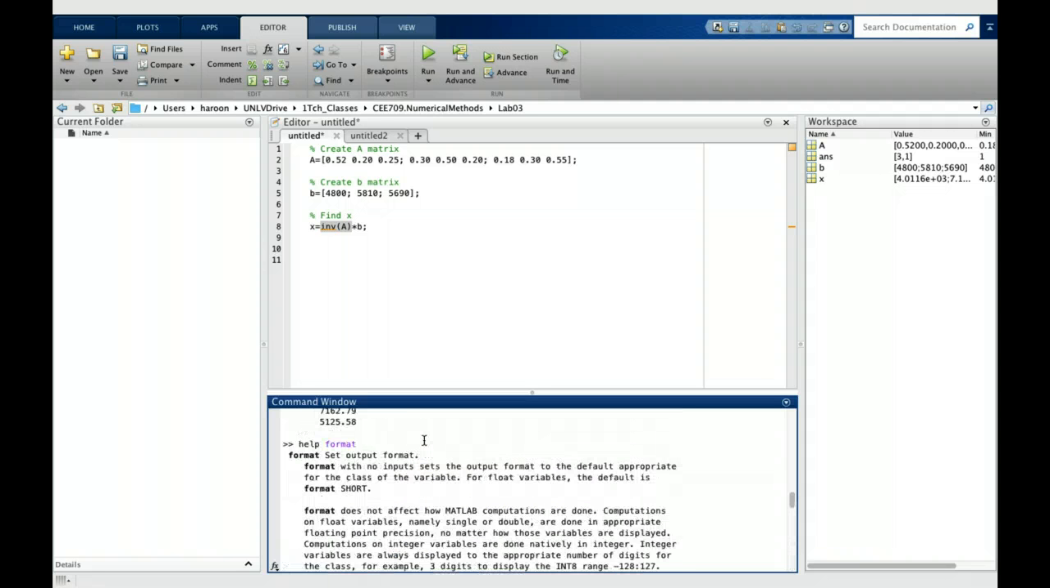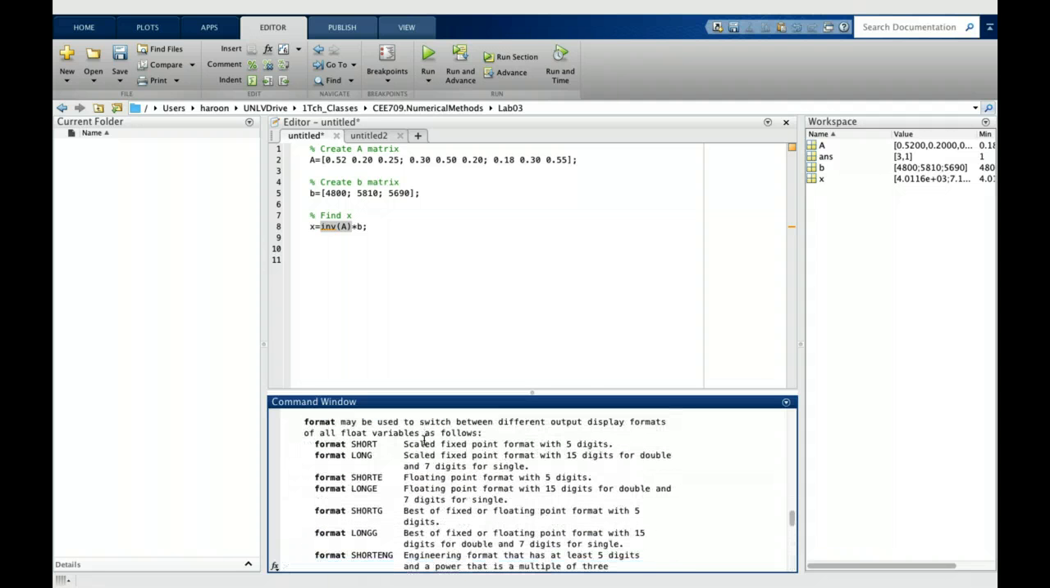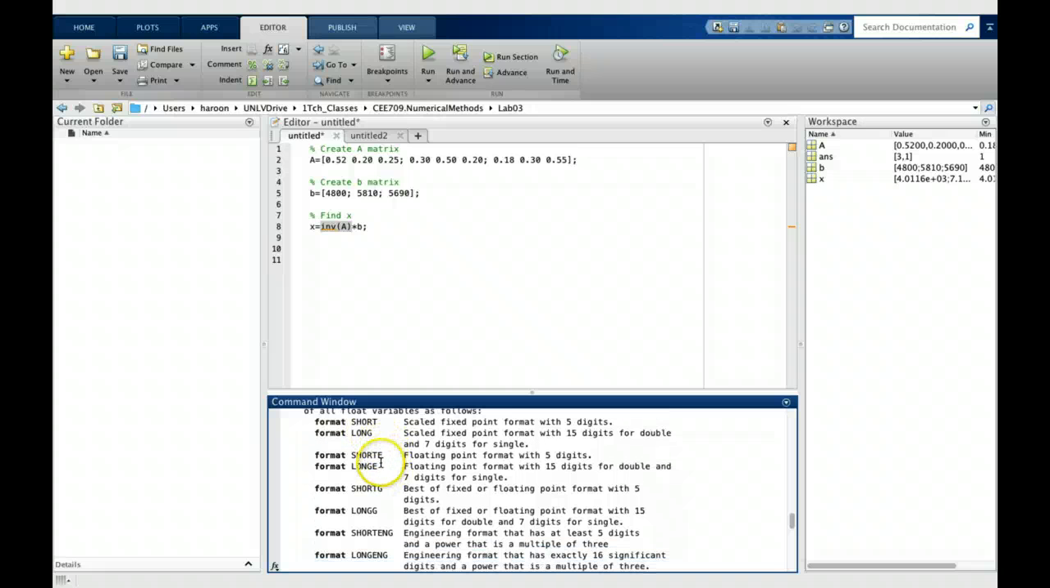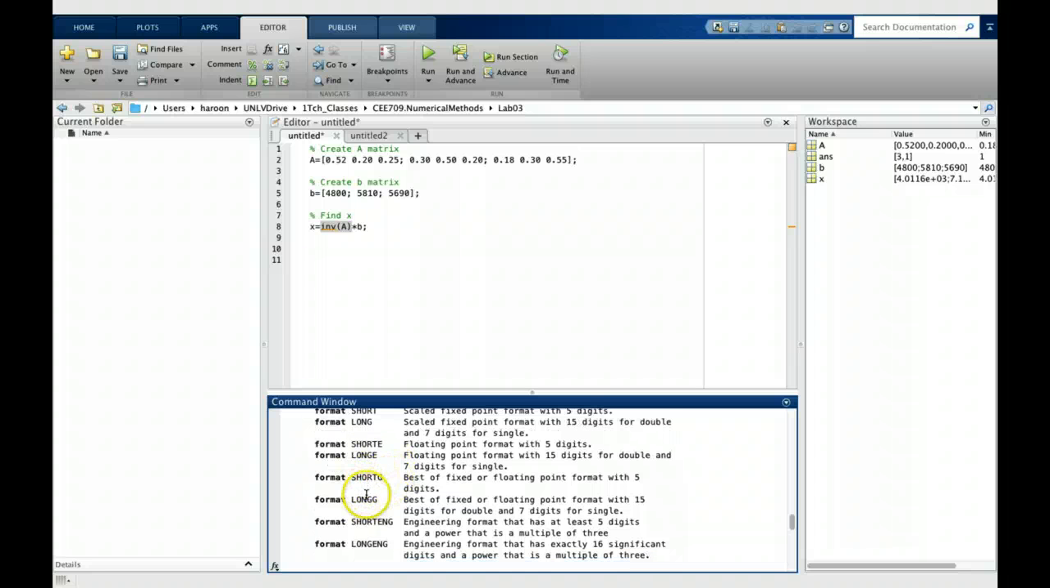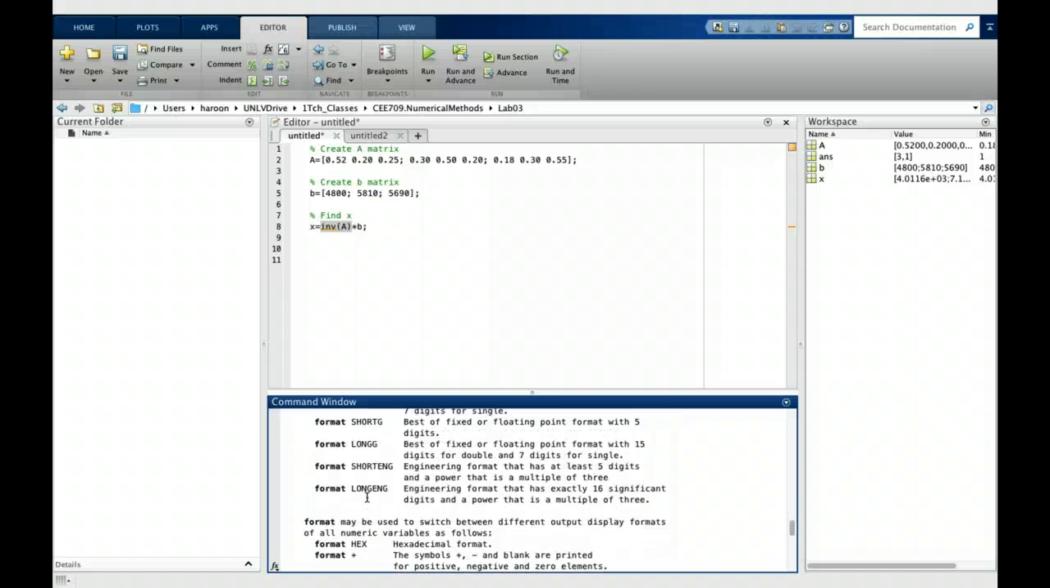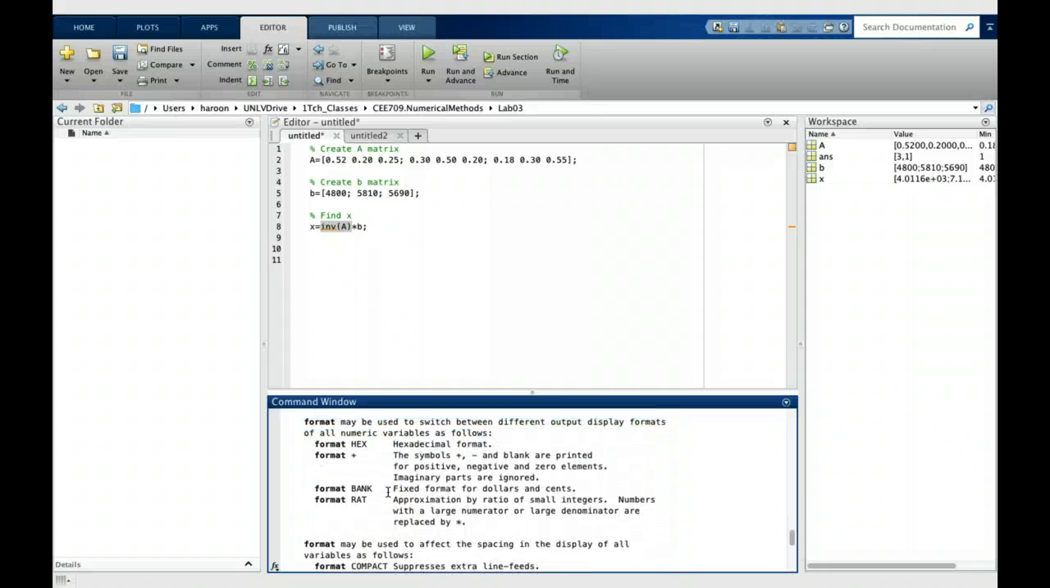If you want to go back, you should use help format and see what other formats are available for you to print your answer. There's short, long, short floating point, long floating point, and I think there are a couple of others, like this engineering format. And this is the one we just used, the bank. It's used for dollars and cents.